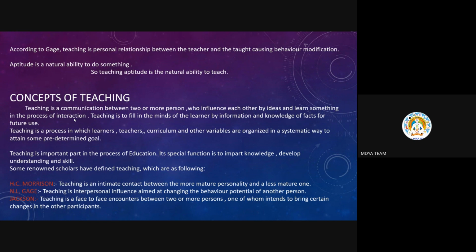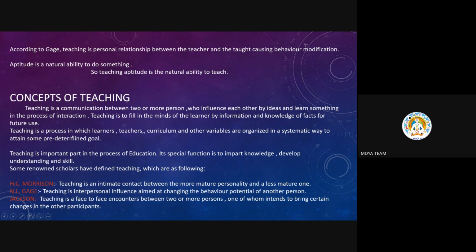Teaching is to fill the mind of learners with information and knowledge of facts for future use. Whatever information you are gaining, you are going to use that information in your exam or in any other way. So teaching is to fill the mind of the learner with information and knowledge of facts for future use.